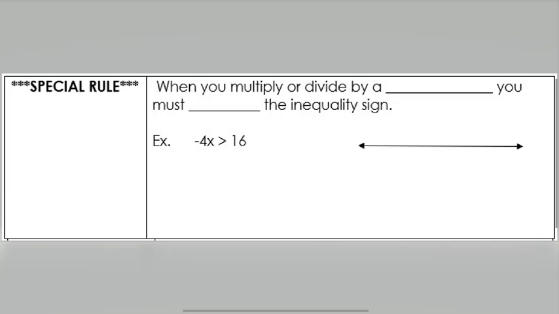All right, so before we start solving inequalities, there's a special rule you have to know. It's super important. Whenever you multiply or divide by a negative number, you must flip the inequality sign. So what do I mean by that?